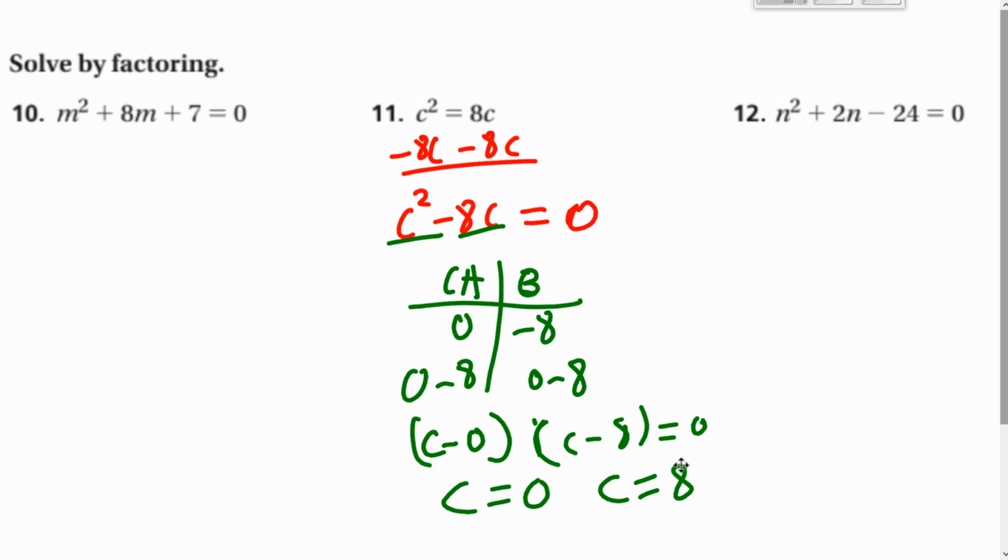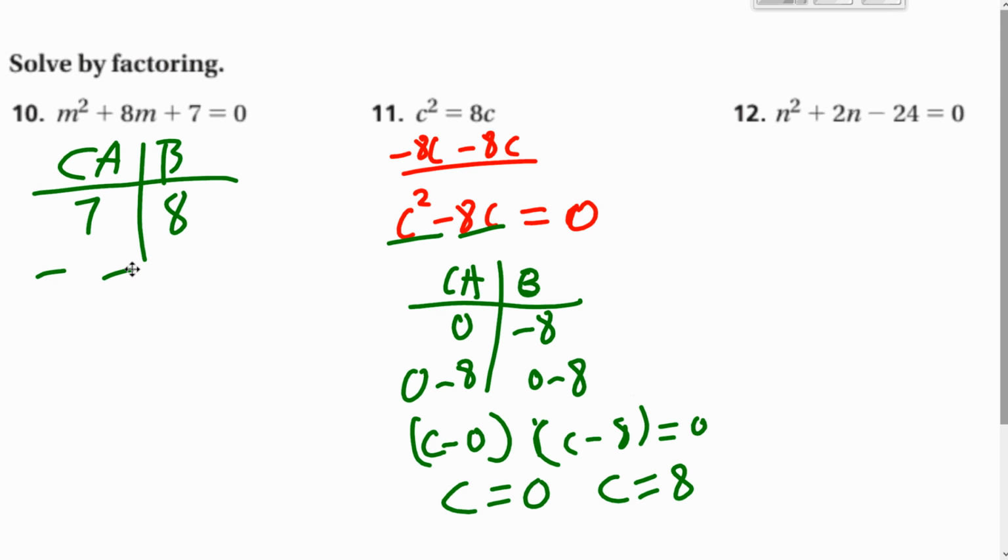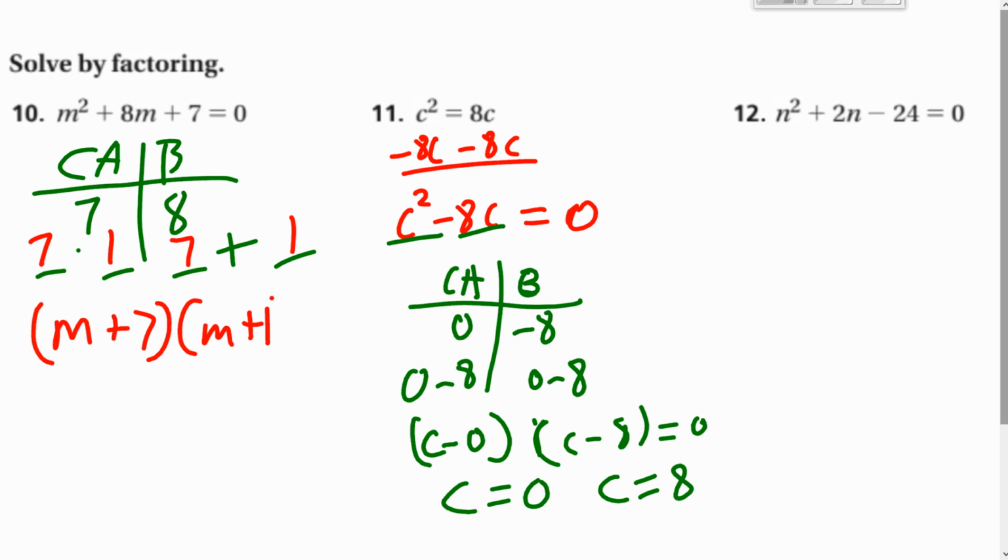So you can factor it by CAB, so you take your C times your A. On number 10, you're taking 1 times 7. So your CA is 7 and your B is 8. So what times what is 7, but adds, because your CA is positive, to 8? Well, that is a positive 7 and a 1. So we have m plus 7, I'll do it the long way this time, and m plus 1 equals 0.